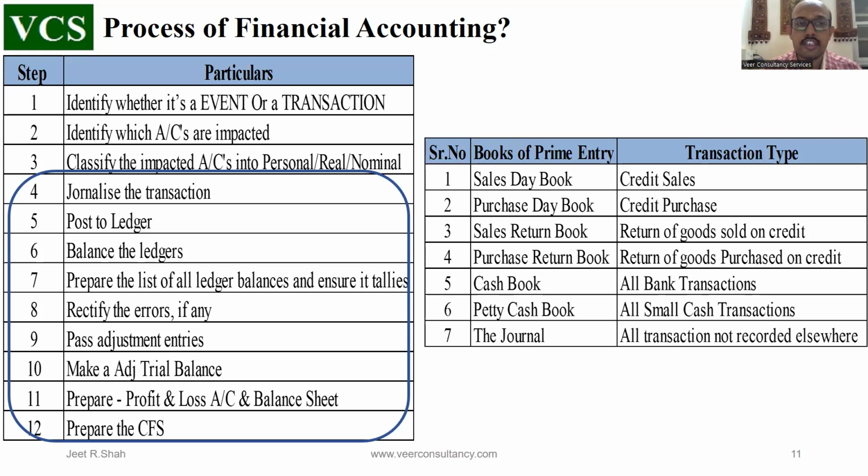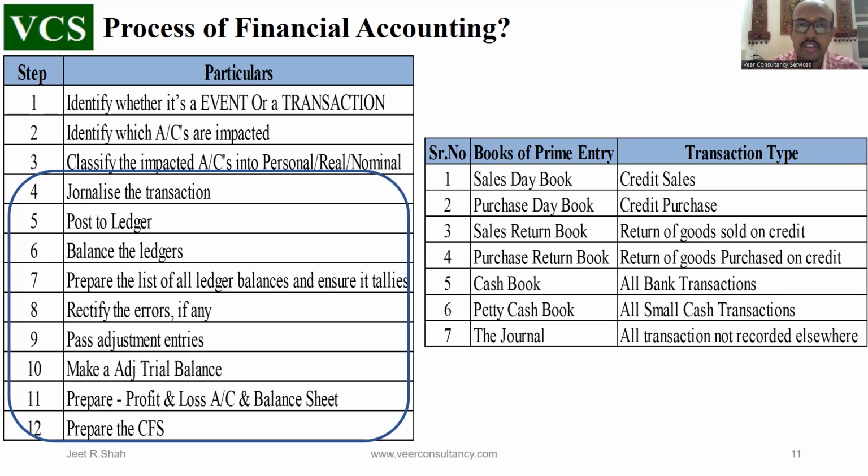After doing this, the next step is to journalize the transaction. Then the step would be to post to ledger. Then you will balance the ledgers. Then you will prepare the list of ledger balances and ensure that it tallies. Then you have to rectify the errors if there are any. मतलब अगर suppose आपका ledger balances don't tally, मतलब debit doesn't equal to credit, तो क्या करना पड़ेगा to find out कि कहीं पे गलती हुआ है क्या. If you have errors, you have to pass the adjustment entries. Once those are passed, then you make a trial balance. मतलब वो ऐसा balance होगा जहाँ पे total of balances of debit will be total of balances of credit.